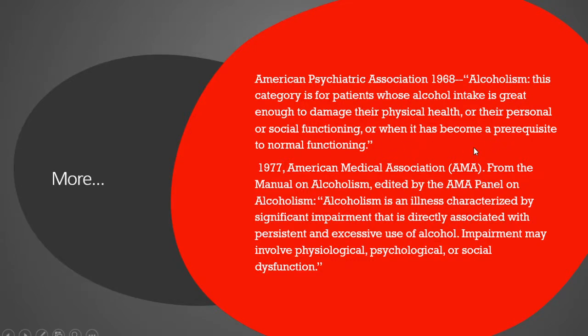definition. In 1977, the American Medical Association, the AMA, from the Manual on Alcoholism, says that alcoholism is an illness characterized by significant impairment that is directly associated with persistent and excessive use of alcohol. Impairment may involve physiological, psychological, or social dysfunction. Any of those.